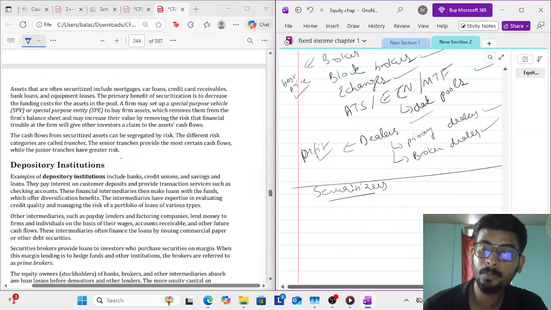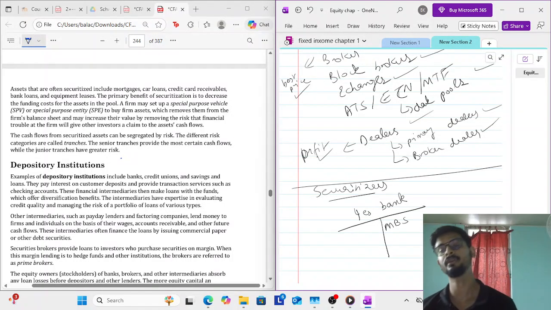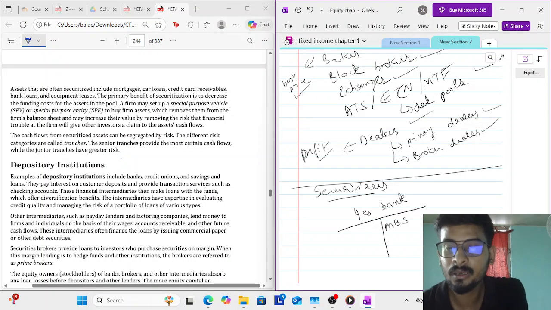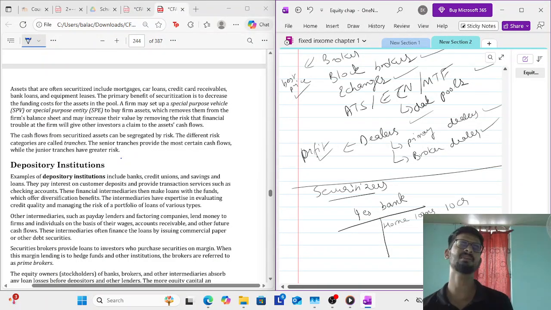Now there is an important concept they are speaking about. Let me tell you, take Yes Bank. In the balance sheet, it is having MBS, mortgage-backed securities. Let's say it is having home loans worth 10 cr. I'm using a very small amount just for basic calculation.